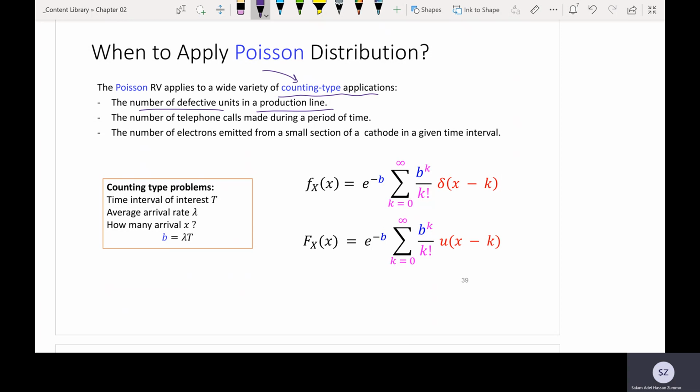For example, the number of telephone calls arriving at a certain station, or the number of electrons emitted from a small section of a cathode. If you go to a gas station and look at the number of cars arriving, usually it's related to waiting time, waiting in queues, and counting applications.